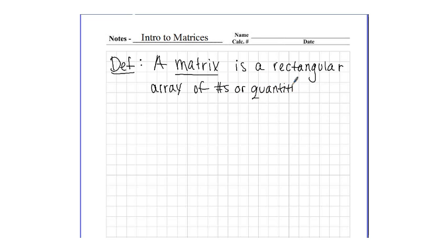And these quantities must be able to have mathematical operations performed on them. So something that you could do like addition, subtraction, multiplication, division, that kind of thing with. And we would say that an element or an entry is a quantity inside the matrix.